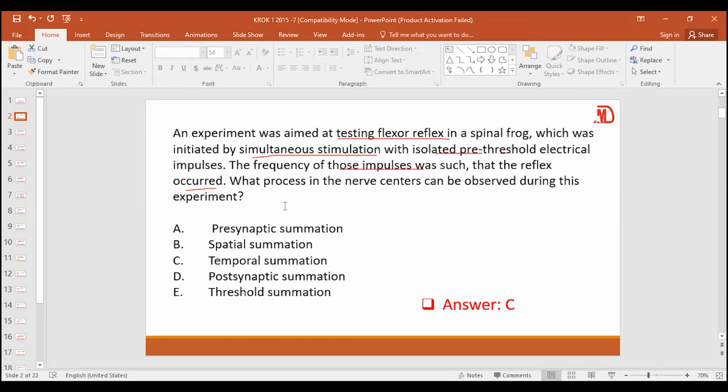Spatial summation. And when it comes to the temporal one, it doesn't involve a lot of impulses. In a question where they might be referring to spatial summation, they will give us more clues to help us know that we are dealing with spatial summation. Is that clear now, Dr. Fafa? Yes, please. Thank you.